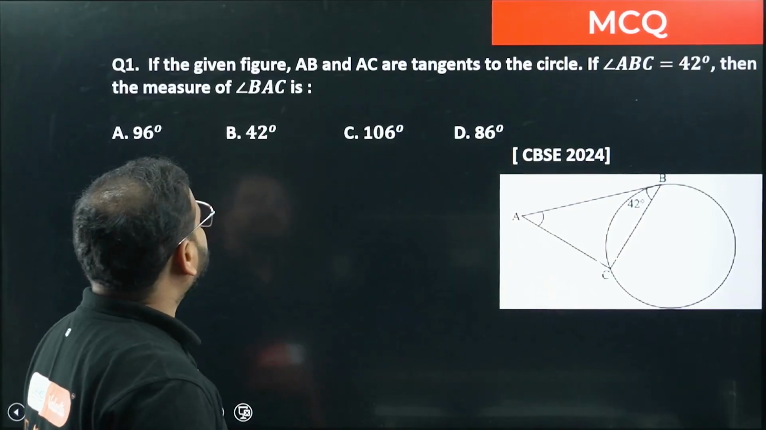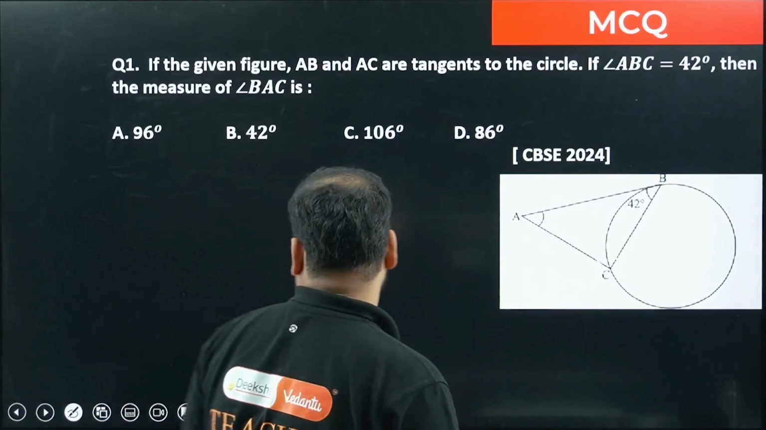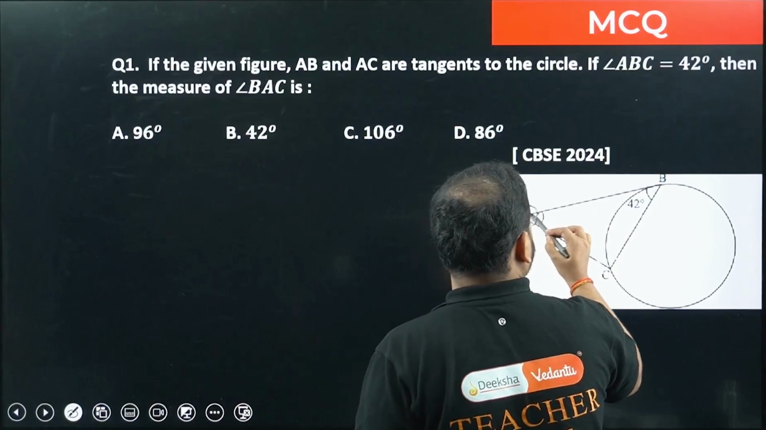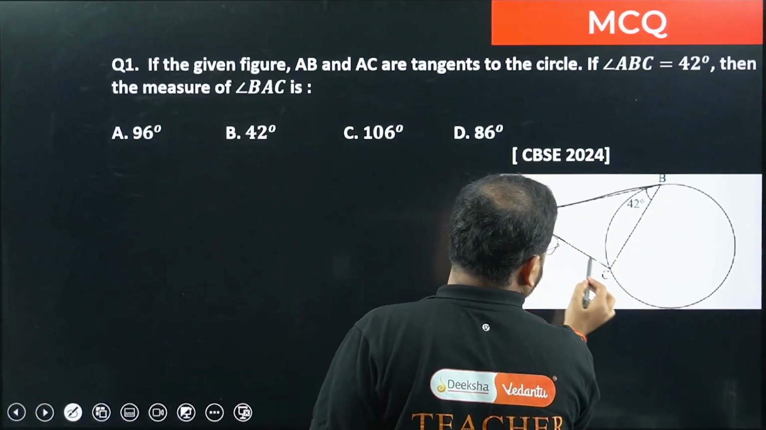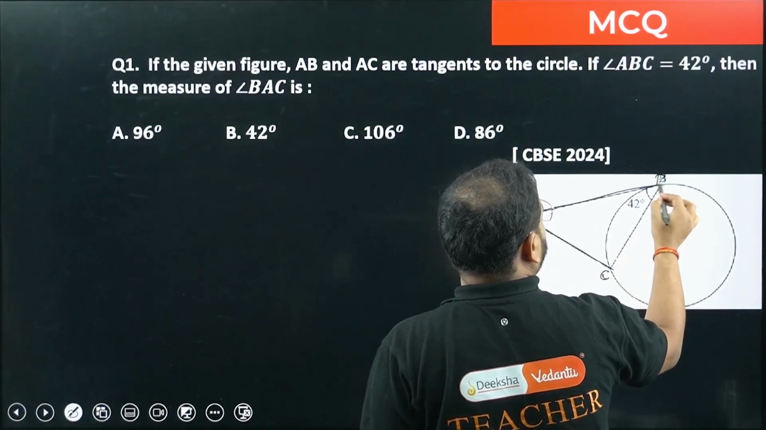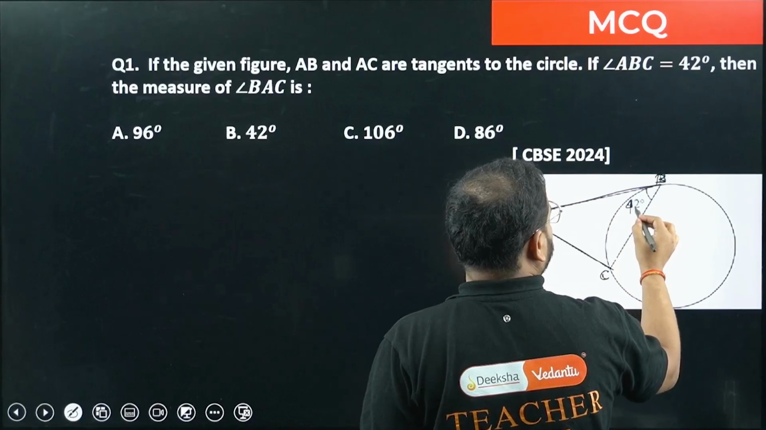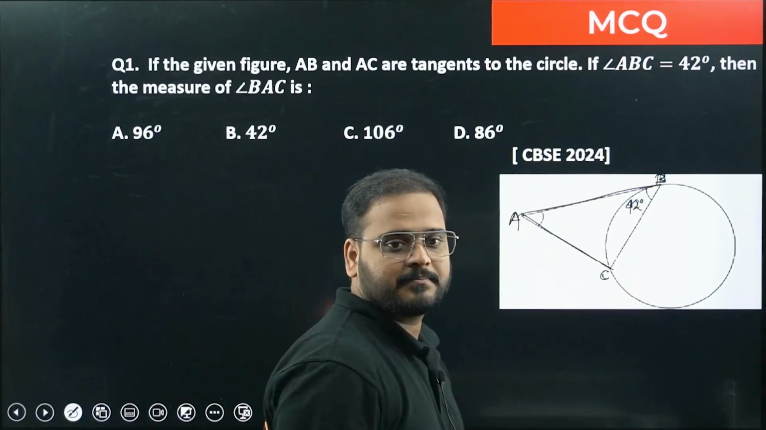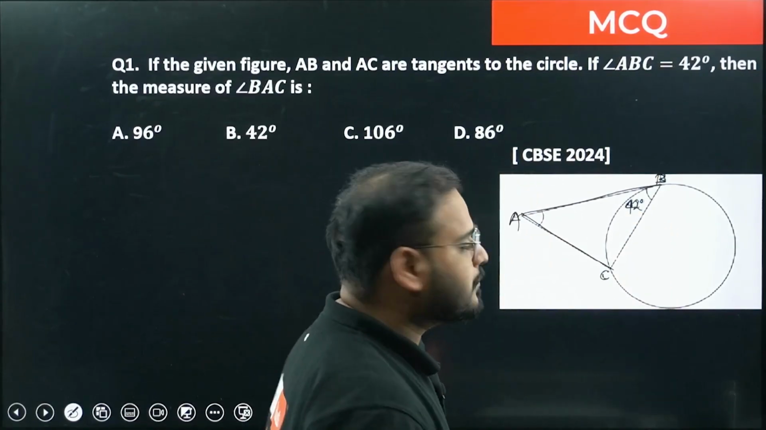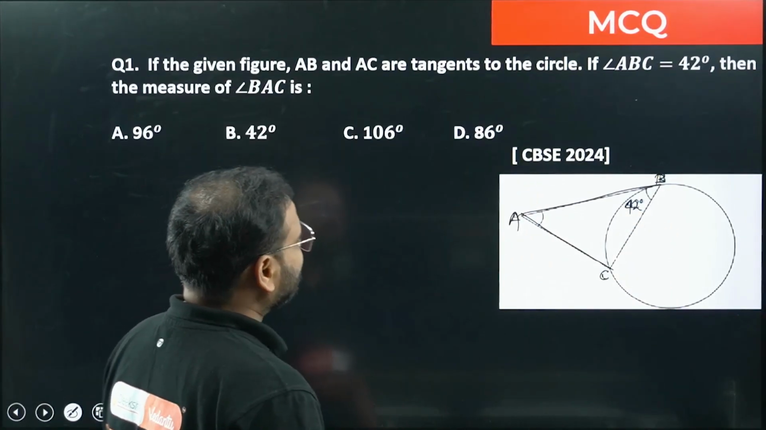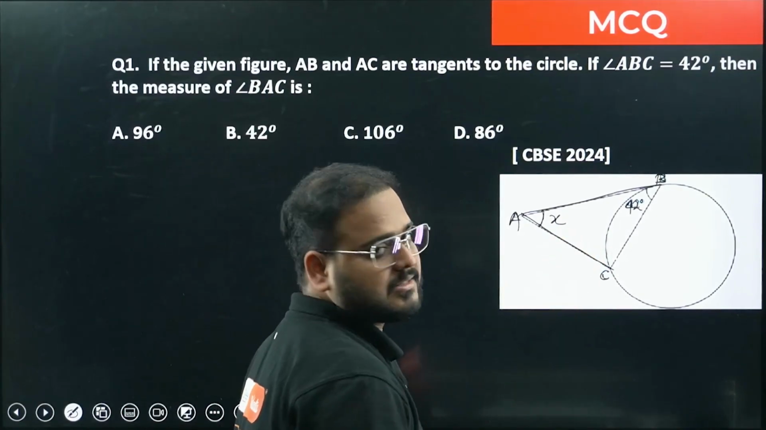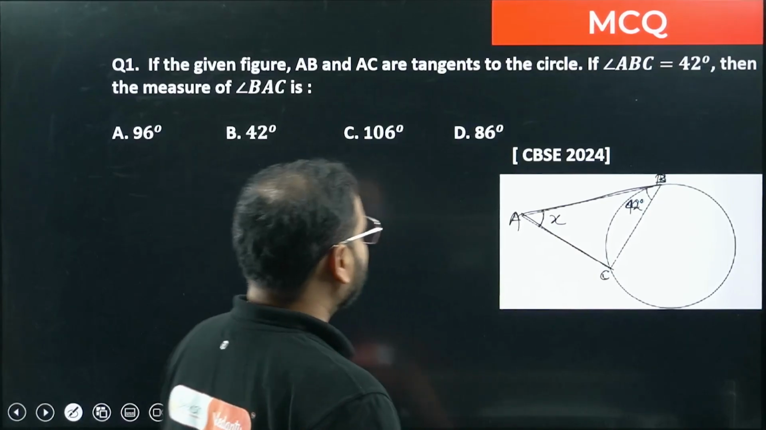Chaliye. In the given figure, AB and AC are tangents. Let me draw it for you. This is the line AB, this is the line AC. This is point A, the external point, C here, and the point B here. This angle is 42 degrees. Is it clear now? Now, what are they asking? Find the measure of angle BAC. So they are asking for this angle X. We know that, we have just learnt. Did we not?